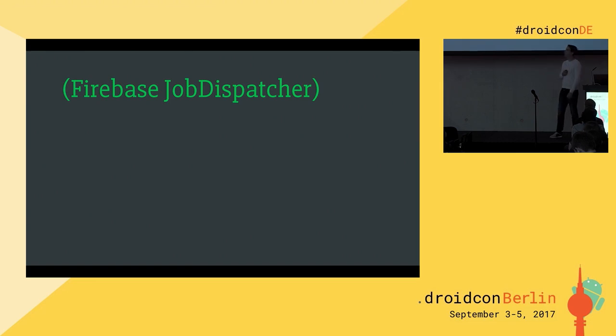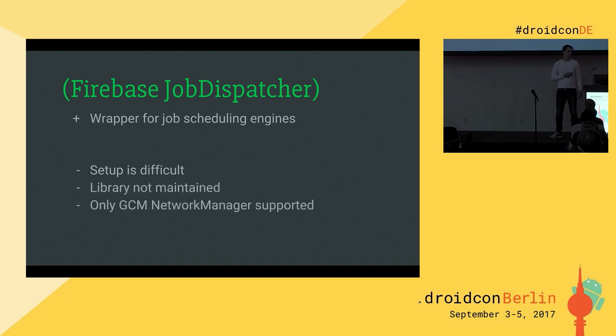So for the sake of completeness, I'd like to mention two other APIs. One is the Firebase job dispatcher. The idea of the Firebase job dispatcher was that it's a wrapper around the existing job schedule engines, which I described earlier. The problem is that it's really difficult to set it up properly. The library is not maintained. Right now, it only supports the GCM network manager. So the Firebase job dispatcher is only a wrapper around the GCM network manager at the moment, and it has the same requirements as the GCM network manager. So the Google Play services need to be installed. Because of that, I wouldn't recommend using it at the moment.